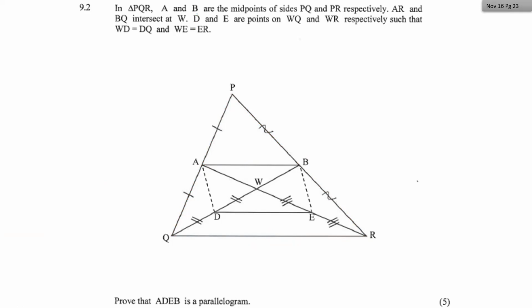Okay, so if we look at this question here, they tell us that A and B are midpoints on PQ and PR. So we can see they marked it for us. And it goes on to tell us at the bottom, WD is equal to DQ, which means that D is a midpoint, and WE is equal to ER, which means that E is a midpoint. So let's start with the big triangle.